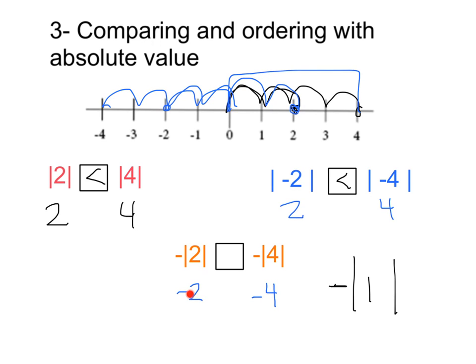Since negative 2 is closer to 0 than negative 4, I now know my final answer is that the opposite of the absolute value of 2 is greater than the opposite of the absolute value of 4. It's a tongue twister, but it's just really interesting to know that that negative symbol also represents the opposite.